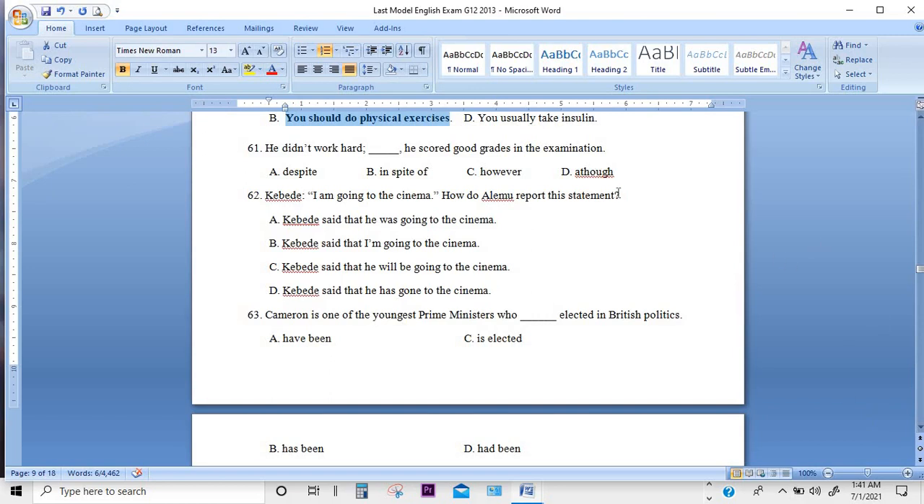So we use here the connector because we need a connector that connects the two clauses, thereby beginning the concession clause. Okay, that comes in the middle of the two clauses. However is the one. Okay, very good.